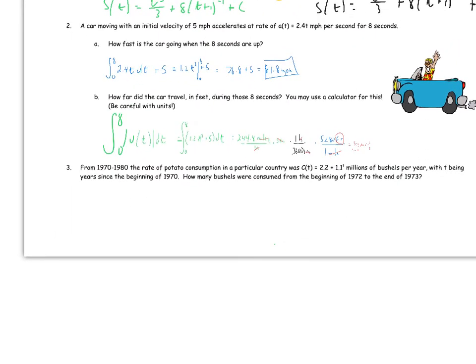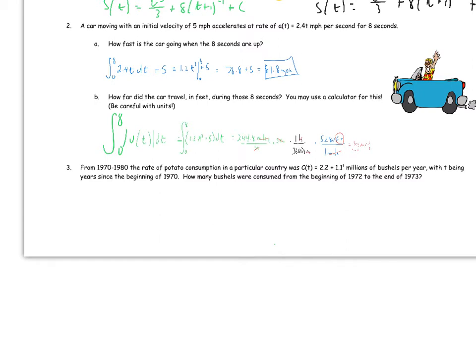All right, number 3, you're given the rate at which millions of bushels of potatoes were consumed. So you're given a rate, and you're asked to find how many bushels were consumed. And so to find the change in something, you integrate the rate.